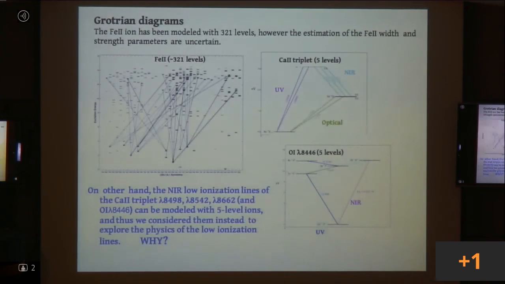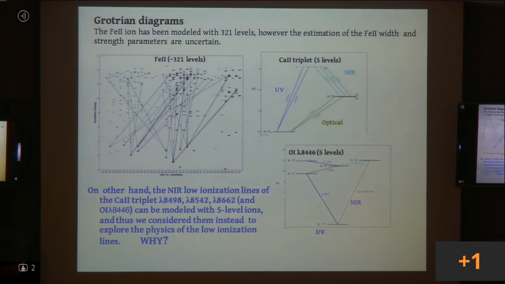Fred Hammond said it was the first time he showed the Gaussian diagram in a meeting, and now this is the second time in the same day you see a Gaussian diagram of Fe2, just to show that it is horrible, really horrible. I'm sorry, Gary, but for me it's horrible. However, the calcium 2 ion and the O1 atom can be modeled with only 5 levels.